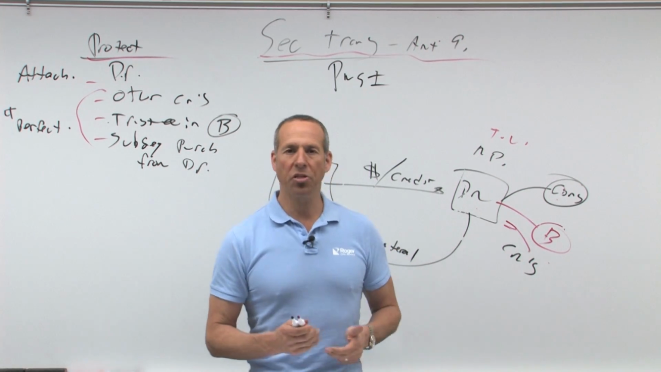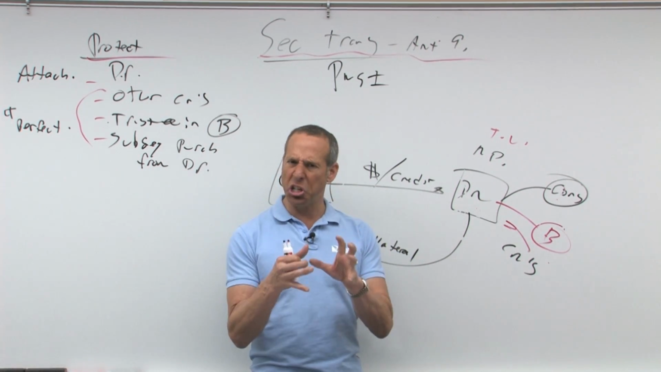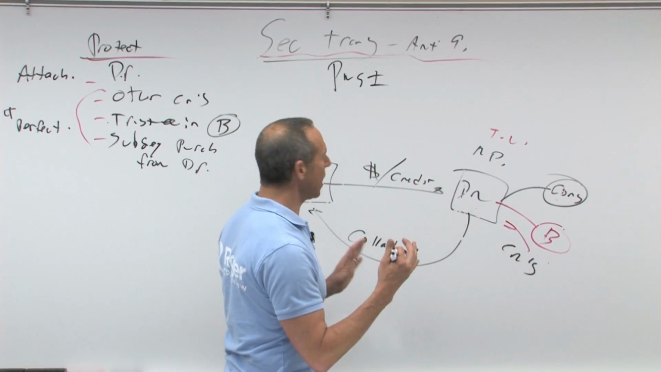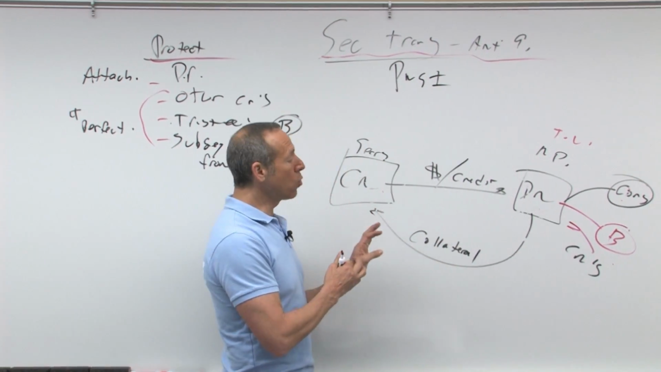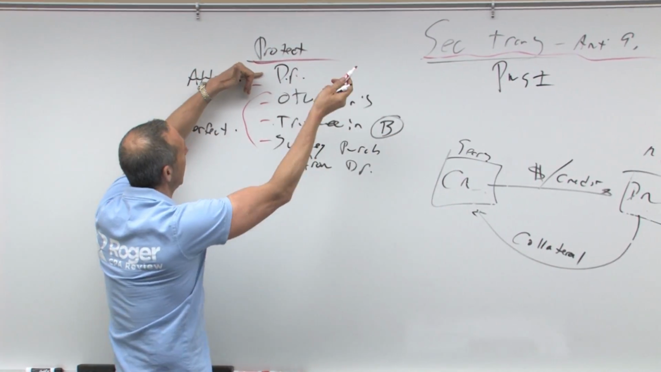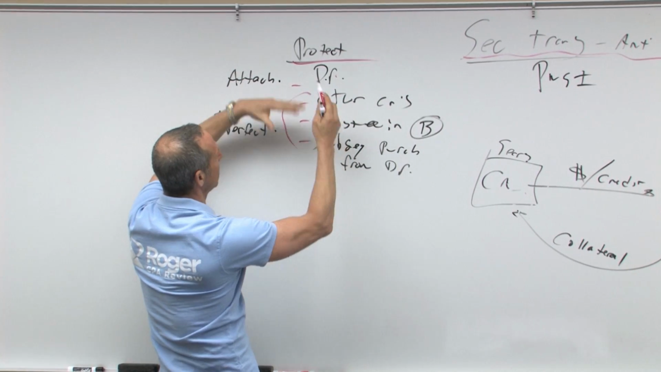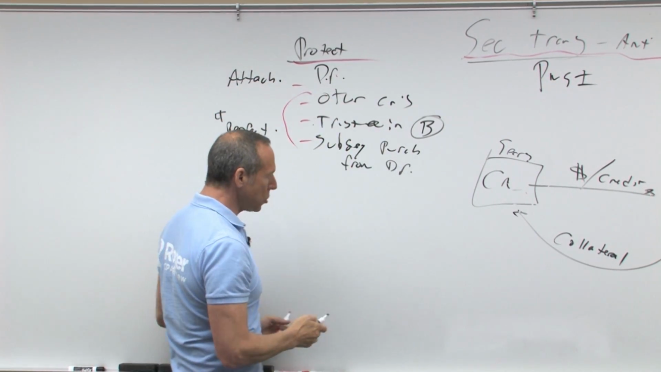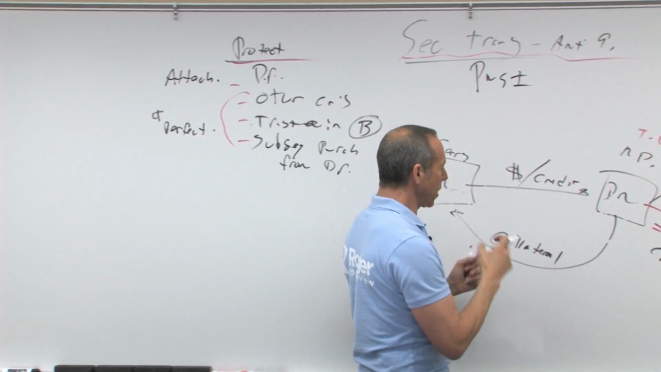Okay, continuing on with secured transactions. We're going to secure the transaction. Now, as we just said, what do we need to do? Attach and perfect. In order to protect yourself against just me, the debtor, attach. In order to protect against the other people, attach and perfect. So what we need to do is learn what is attachment, what is perfection.